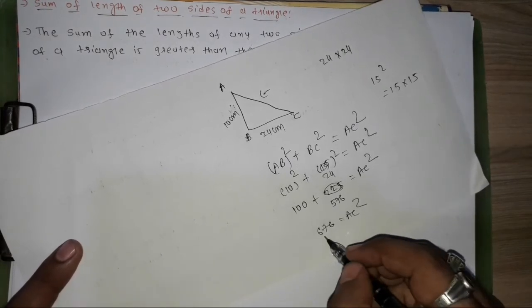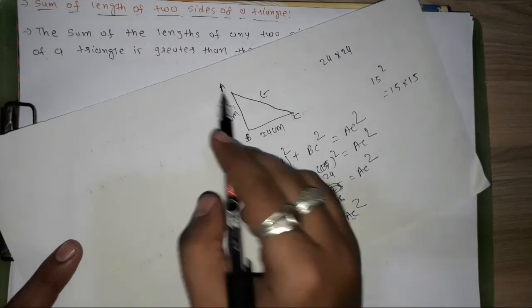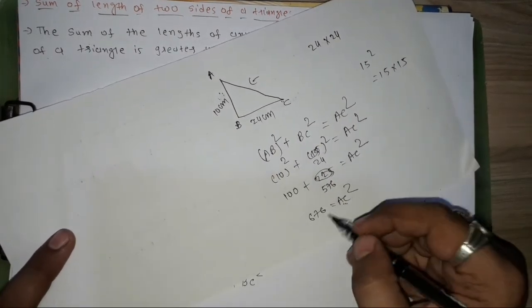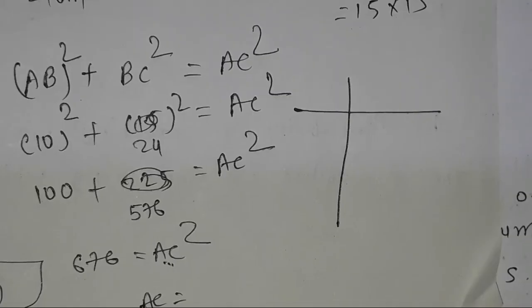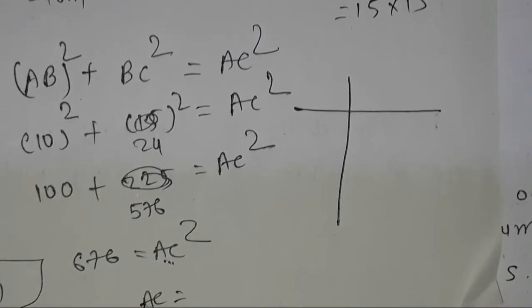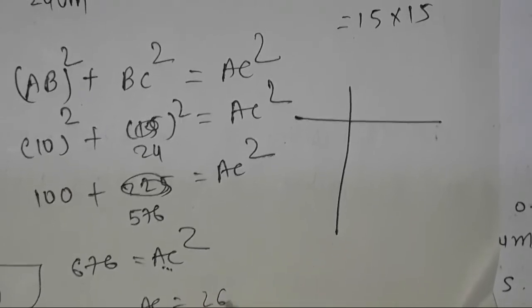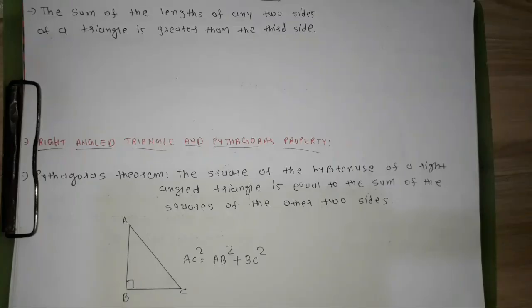But this is the measure of AC square. We have to find the measure of AC. So for that, I will take the square root of 676, and I will get AC equal to 26 centimeter. This is how we have to solve this type of question. And the Pythagoras theorem is the most important thing for you.